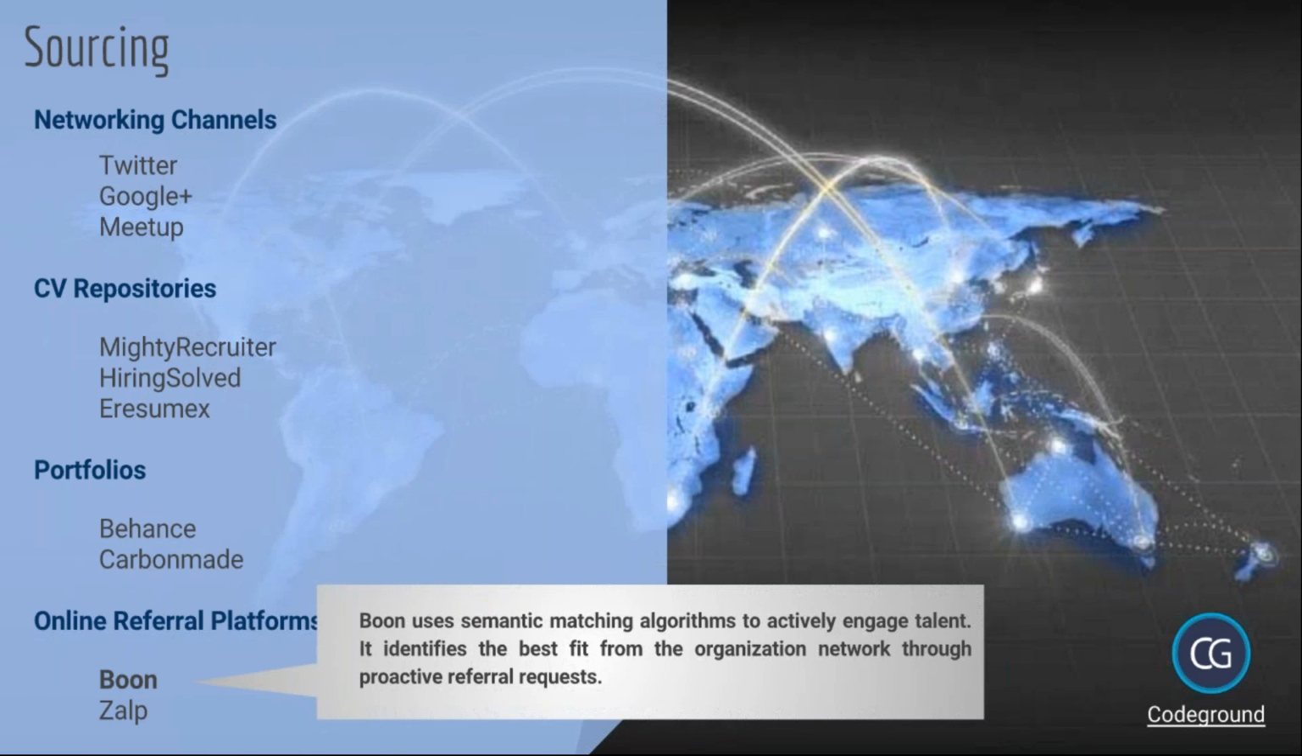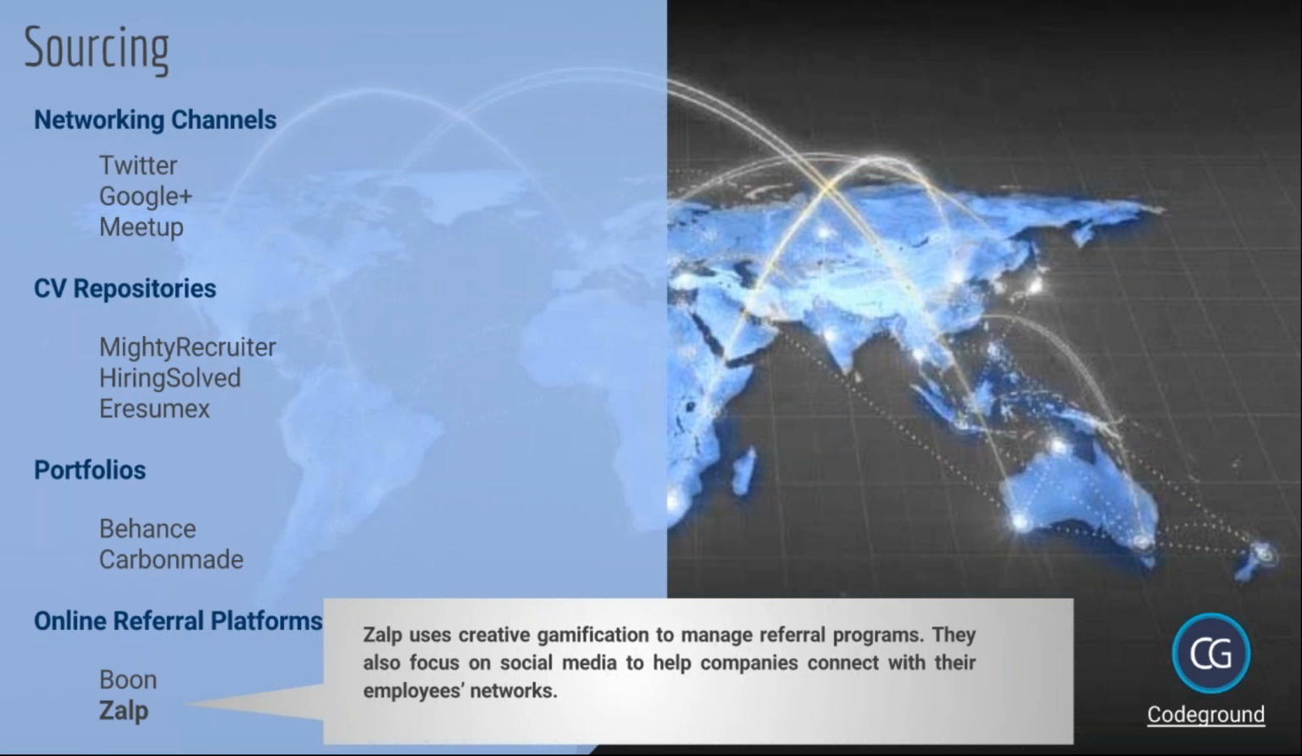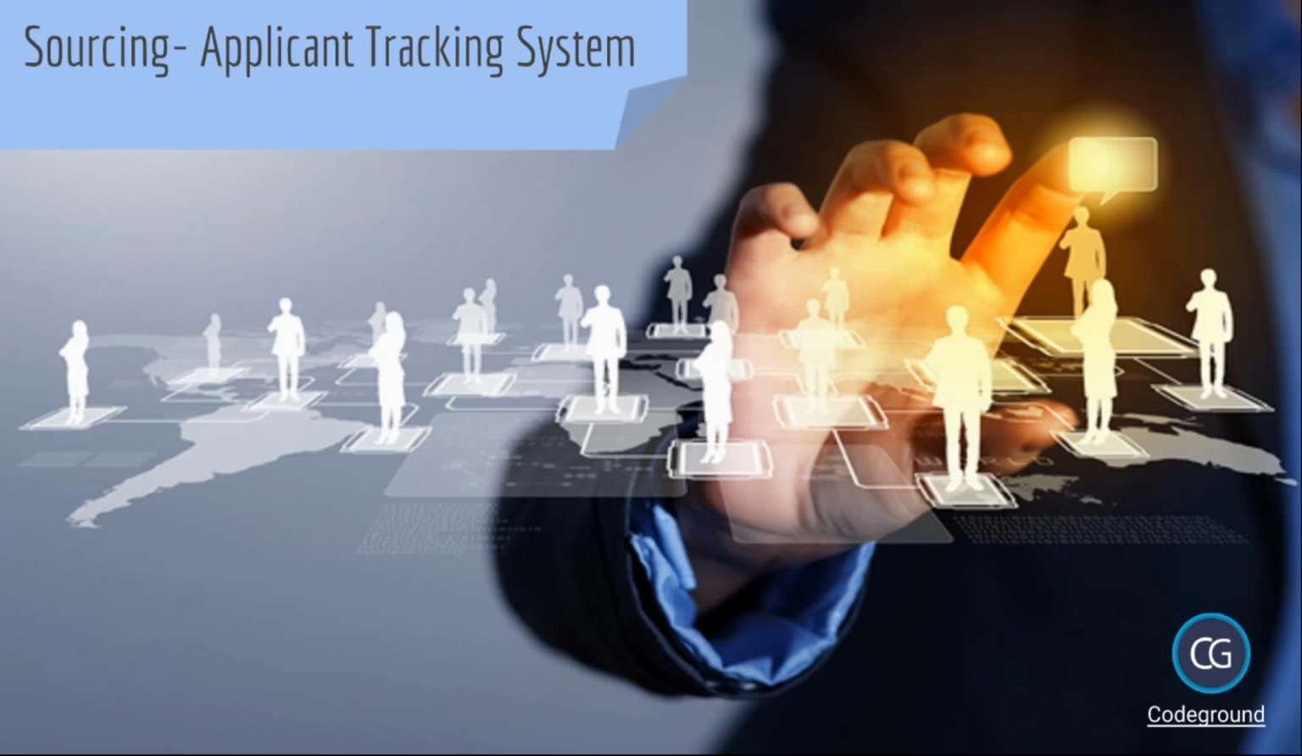First up, you have Boon. So Boon uses semantic matching algorithms to actively engage talent. It identifies the best fit from the organization network through proactive referral requests. It allows recruiters to build efficient referral strategies that are cost effective. Then you have Zalp. So Zalp uses creative gamification to manage referral programs. They also focus on social media and help companies connect with their employees' networks.